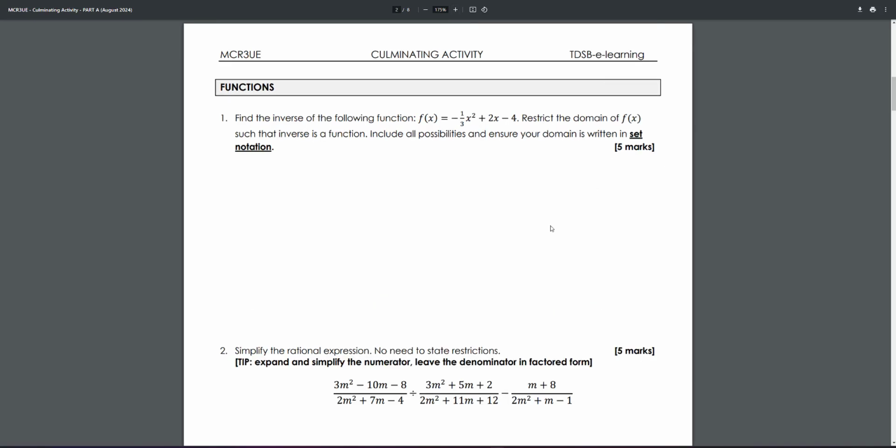Okay, so here we have question number 1. Find the inverse of the following function. So we went over this. I would recommend going through the lesson about inverse functions. There are videos available. I've posted YouTube videos as well.